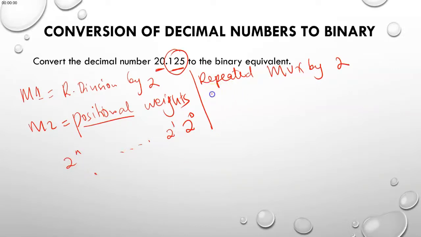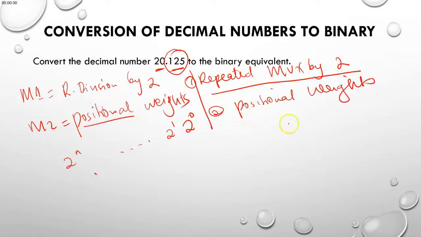When we consider the fractional part, method 1 involves repeated multiplication by 2, and method 2 involves positional weights, where from the dot point we increment towards the negative powers of base 2. So we start with power minus 1, power minus 2, power minus 3, etc. In this example, we convert our whole part to start with, and we can use either method. If we use method 1, we say 20 divided by 2.